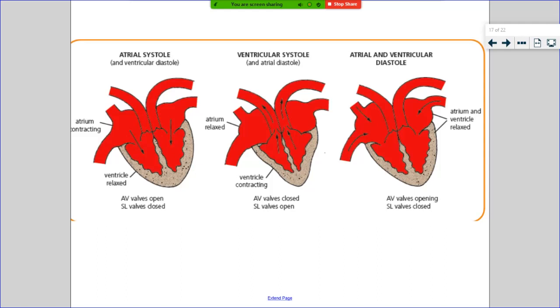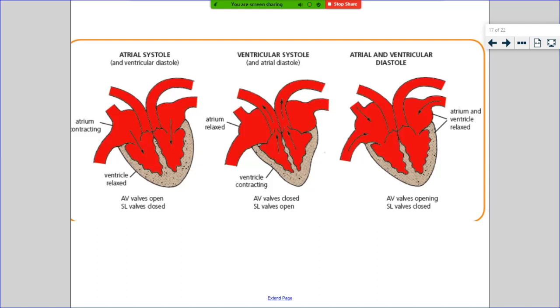Second stage, so 0.1 to about 0.4 seconds, the ventricles now start to contract or undergo systole, the atria relax or diastole, and the pressure increases in the ventricles, the AV valves close, the semilunar valves open, and the blood flows up and away through the arteries.